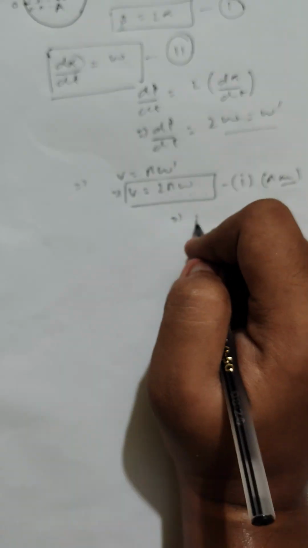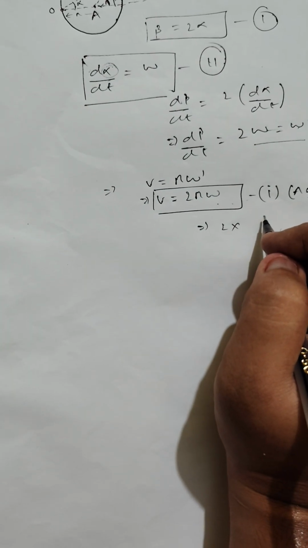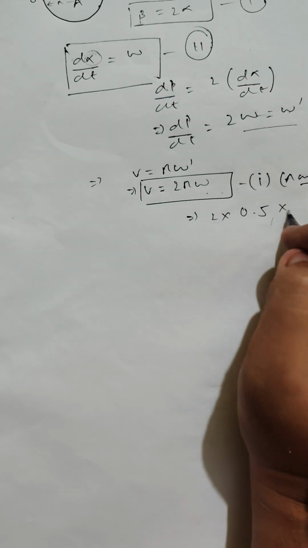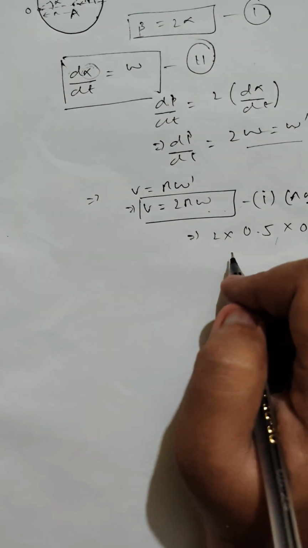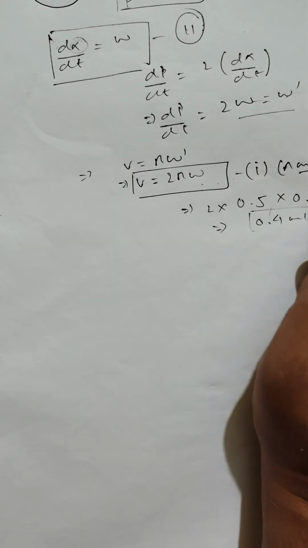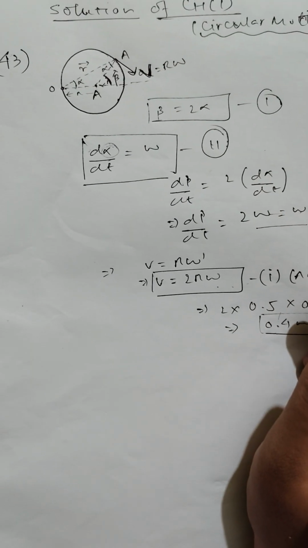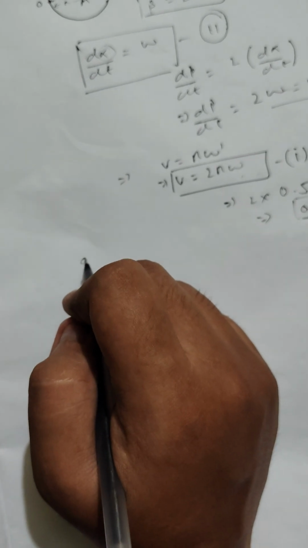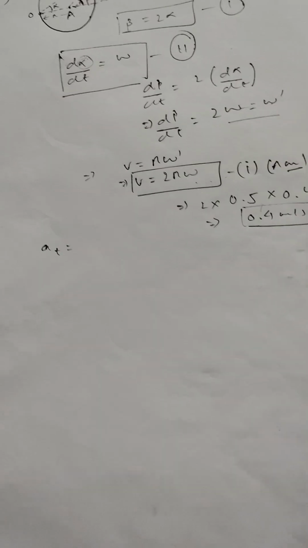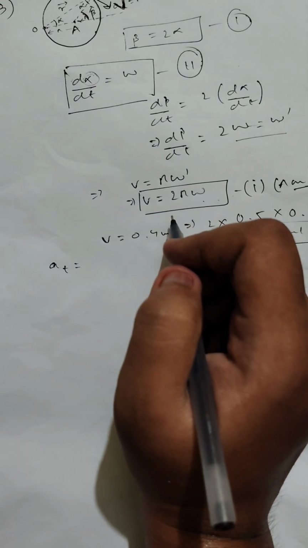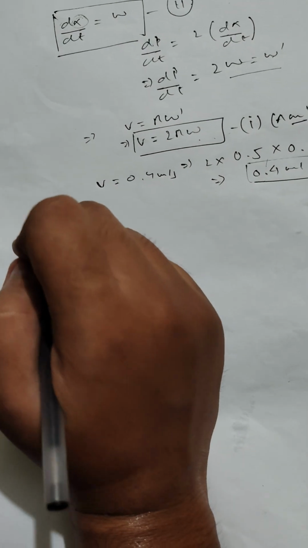The radius is given as 50 centimeters, meaning 0.5 meters, and omega is 0.4. So v equals 2 times 0.5 times 0.4, which comes out to be 0.4 meters per second. So this is the velocity. Then let's find the tangential acceleration. Tangential acceleration is the rate of change of velocity, and you can already see that the velocity is 0.4 meters per second, a constant value. So a_t would be 0.